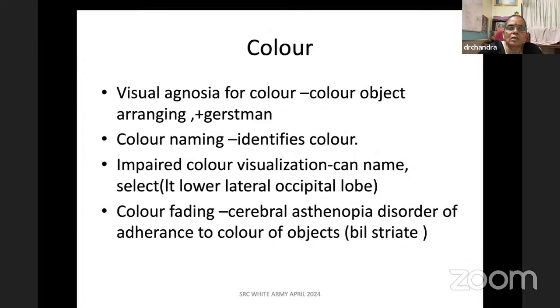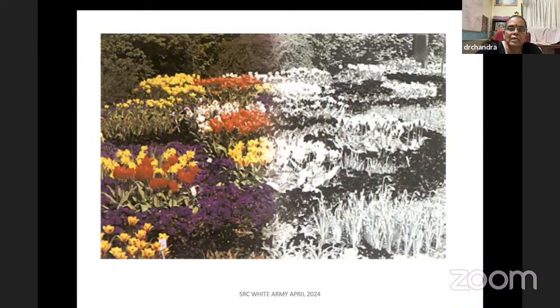Color, visual agnosia for color. Color object arranging, that is Jesman syndrome. And color naming. Then impaired color visualization. They can name, they can select, but they cannot recognize a color which is in front of them. And they may feel color asthenopia. A bright red might appear like a faded red. So these are the fading of the colors. You give this, and instead of feeling like this, you will feel like this.